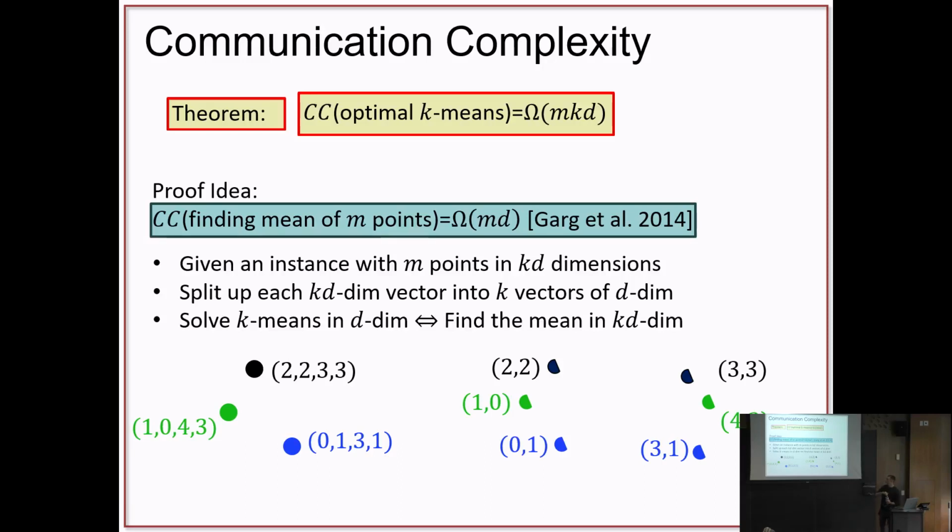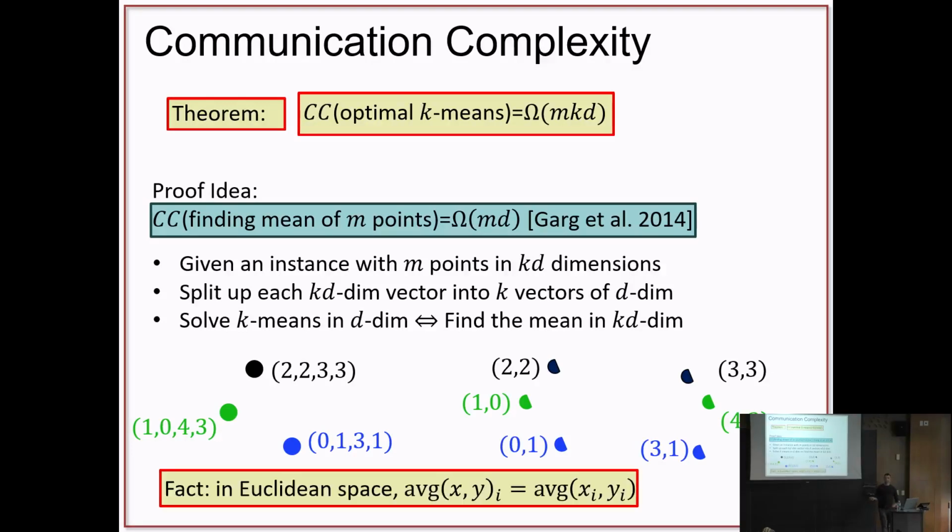So I claim that to solve this clustering problem, we need to solve this finding the mean problem. And the intuition is that we have this really nice fact in Euclidean space where in order to find the mean of a d-dimensional point, we can just find the mean of each of the dimensions individually and then just concatenate them together at the end.